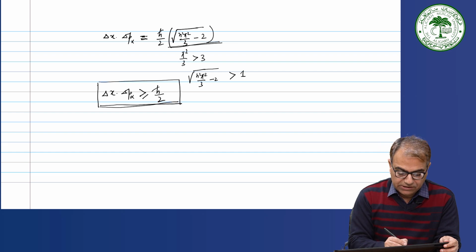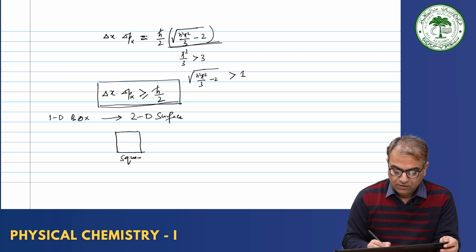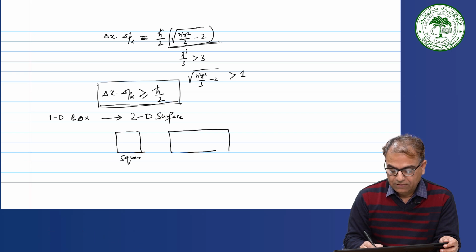Then I extended this concept of the 1D box to a 2D surface yesterday, and I said that we can talk about a square surface or we can talk about a rectangular surface. I introduced the concept of degeneracy and how degeneracy is lifted when you go from this one to this one.